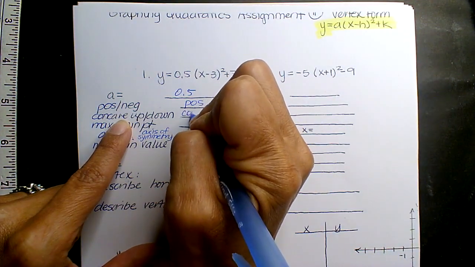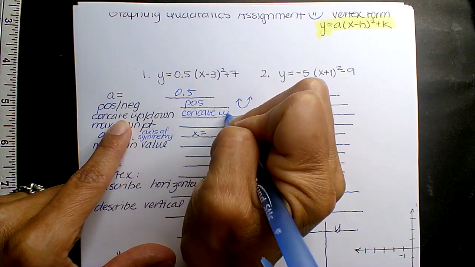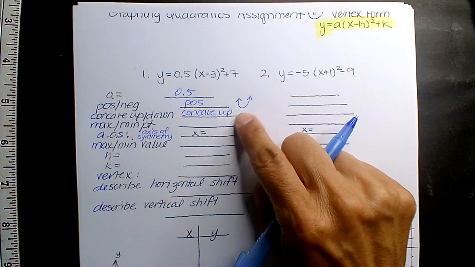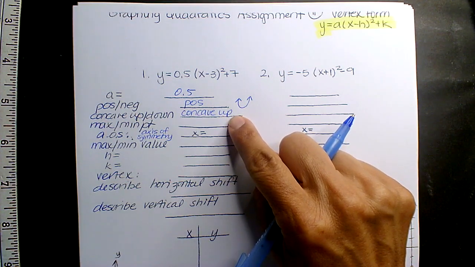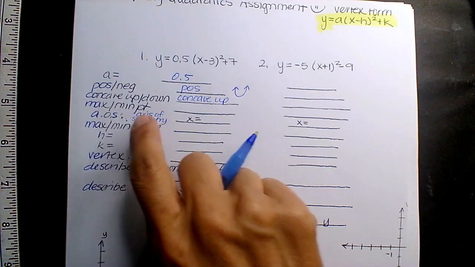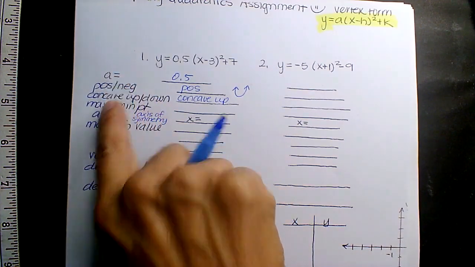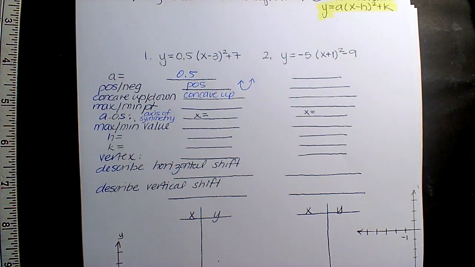So this is concave up. Some of my students got used to just drawing that, and I would give them just credit for it. If it's negative, it's concave down. So that's dependent on your a value, right? Okay.